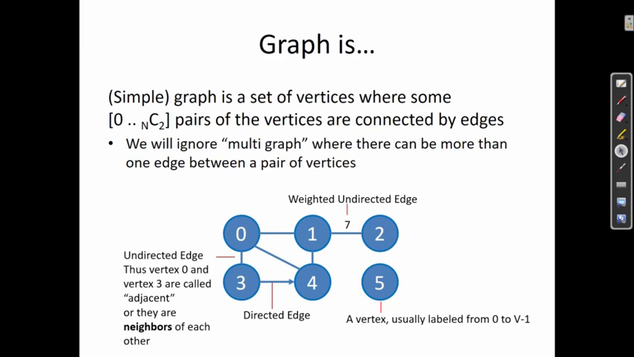The graphs that we'll be looking at are basically simple graphs, meaning that it's not a multi-graph. What's a multi-graph? A multi-graph is one where between two vertices, I can have multiple edges connecting them. For example, between 4 and 5, I can have multiple edges connecting them, each one with a different weight. So we won't deal with this kind of graph.